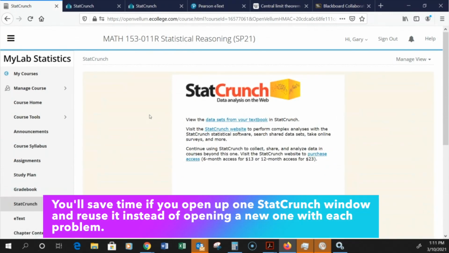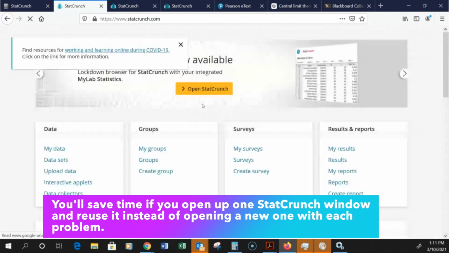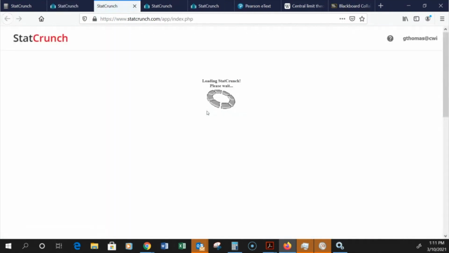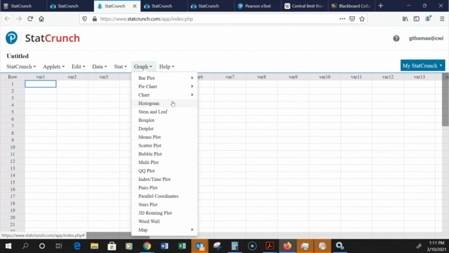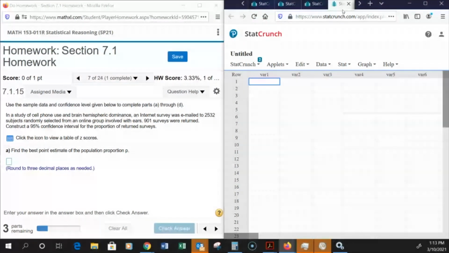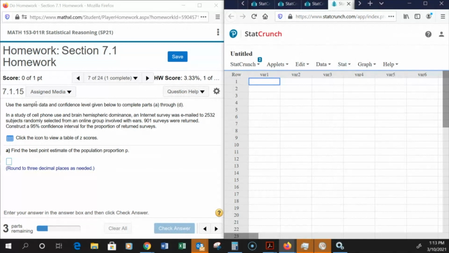So I recommend that you open up StatCrunch from a separate window because you'll be using it all through this section. And a lot of times you will be entering the values yourself. So we have a StatCrunch window there, and we can tile our windows. Okay, so I have my homework opened, and I have a new fresh StatCrunch window, and I've tiled so that I can work with these things. And let's work some of these problems.